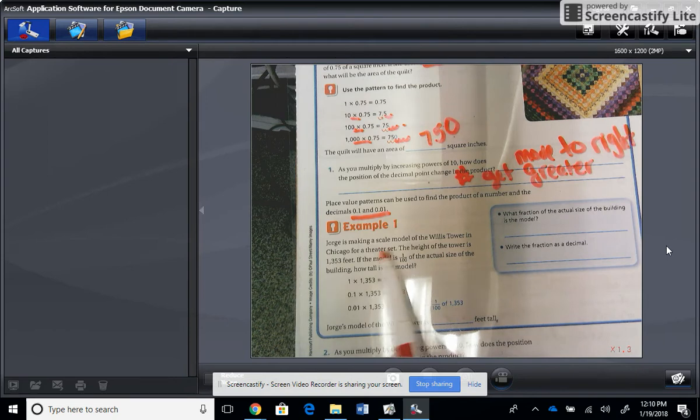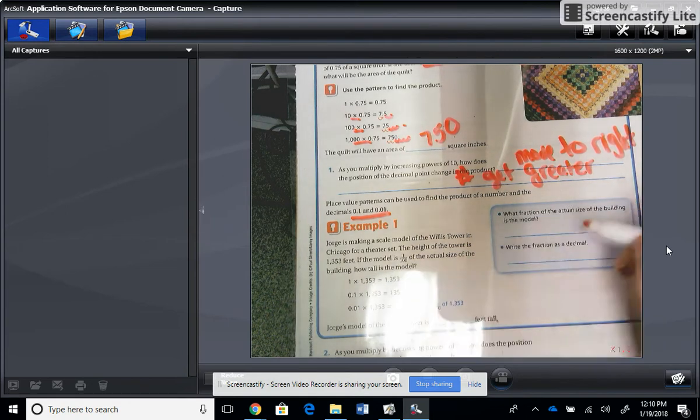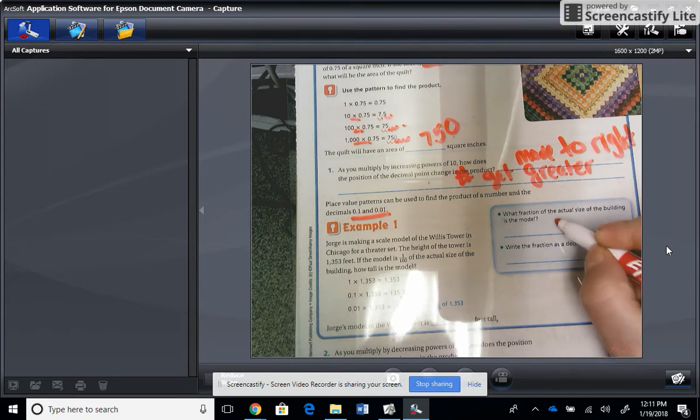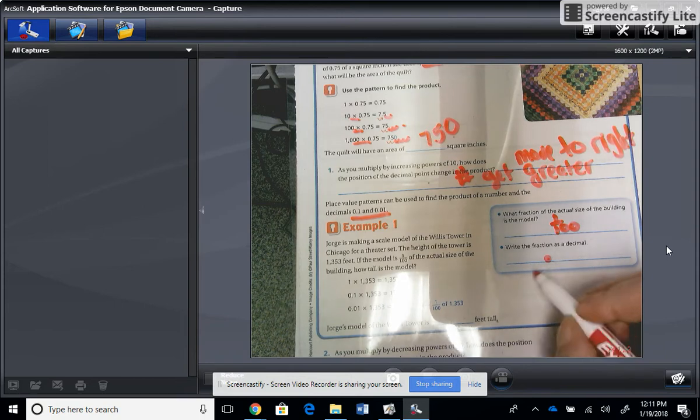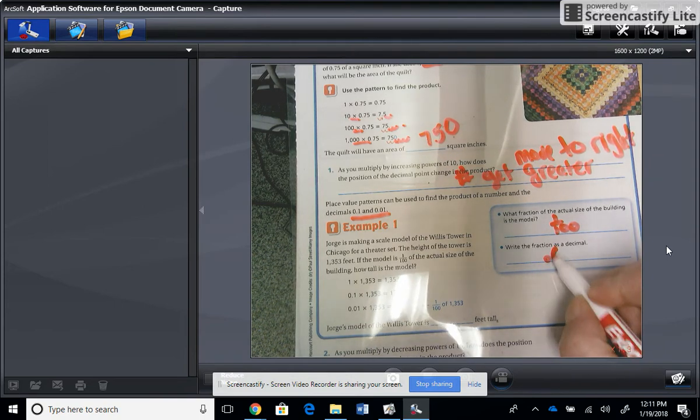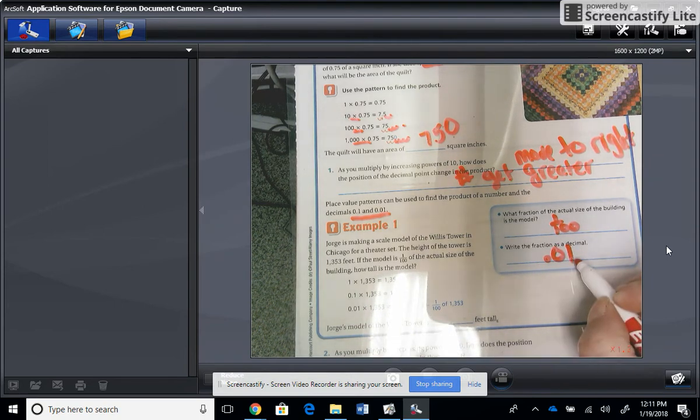So George is making a scale model of the Willis Tower in Chicago for a theater set. The height of the tower is 1,353 feet. If the model is 1/100th of the actual size of the building, how tall is the model? So what fraction of the actual building are we trying to make the model? Well, we're doing 1/100th, so how do we write that from a fraction to a decimal? We just put a decimal, and we put our 1 in the 100th place.